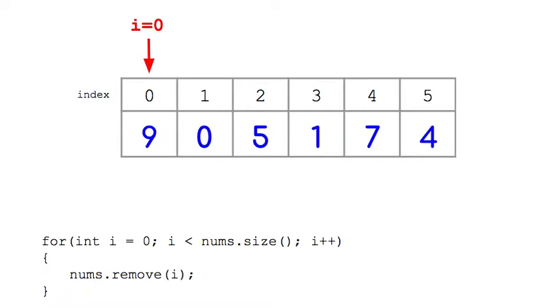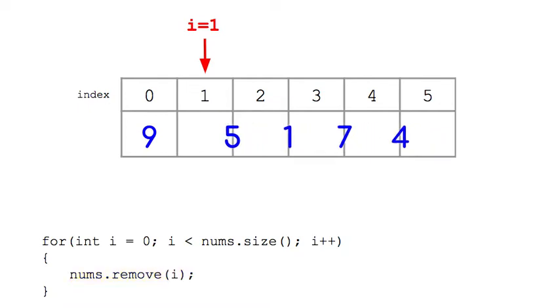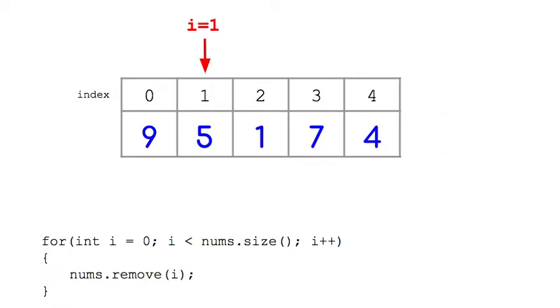The size of the array is now smaller. We are done with the for loop, so we increment our index. So our index is now at 1. And is 1 less than the size of the array? That is true. So we go into the for loop and we remove the element at 1. Everything slides over. The array is now smaller.